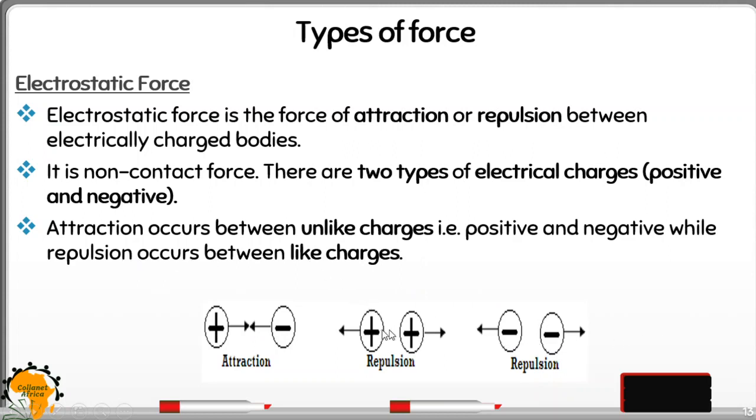Like means that they are similar. Therefore, we have similar here, positive and positive, and negative and negative. So in these two cases, we have repulsion.